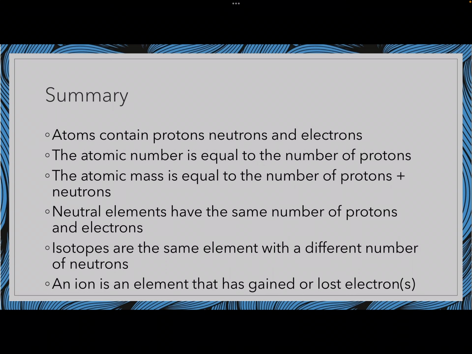And remember, the important thing that I see a lot of people get stuck on: if it gains an electron, it becomes a negative charge. If it loses an electron, it becomes a positive charge because the electrons are negatively charged themselves. So if we lose a negative charge, it becomes positive. If we gain a negative, it becomes negative.